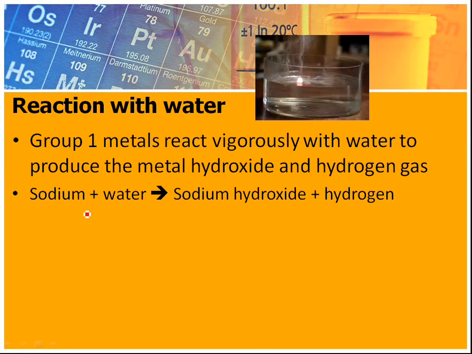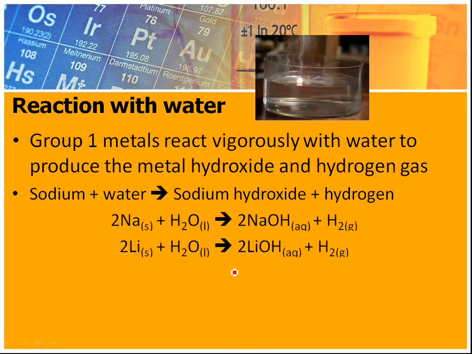Here's the general word equation for sodium. So sodium plus water makes sodium hydroxide plus hydrogen. But we'll have to write these as symbol equations. So here's the balanced symbol equation: 2Na plus 2H2O gives you 2NaOH plus H2. Okay?